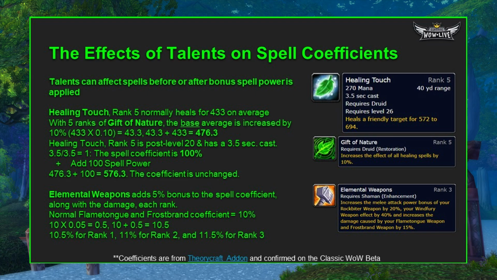So the normal Flame Tongue and Frostbrand coefficient is 10%. 10% times 0.05 is 0.5, so we're adding 0.5 to the spell coefficient each rank. If you only have one rank of elemental weapons, it'll be a 10.5% coefficient, 2 ranks will be 11%, and 3 will be 11.5%. In this case, a talent will affect the spell coefficient, but for healing spells, generally that is not the case.